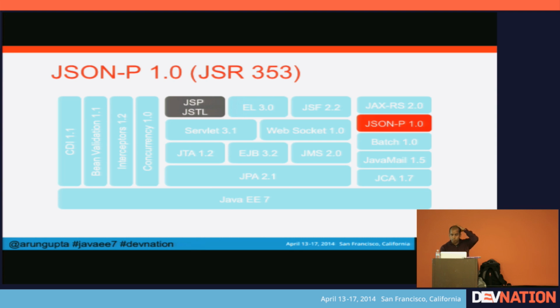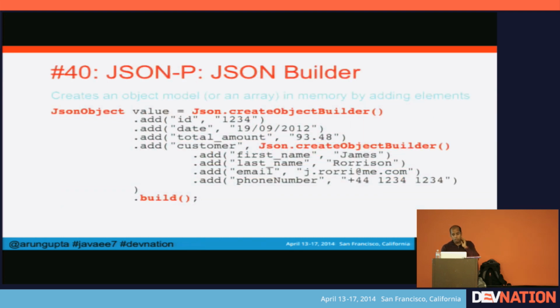JSON-P. This is a brand new API, JSR 353. It provides a low-level API for JSON parsing. So here, for example, I'm saying create object builder, add name values, so ID is 1, 2, 3, 4, date is so, total amount so and so. And to these 3 name value pairs, I'm adding another nested object named customer, and then I'm creating another object builder over here. So as you can see, this is a much lower level API, like JAX-P.